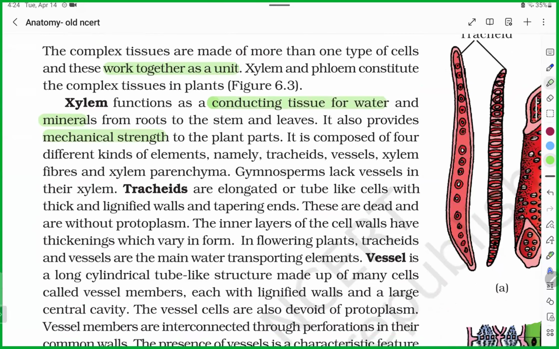In case of gymnosperm, vessels are absent. Let me ask one question from anybody can answer. Why we call angiosperm as angiosperm? What is the reason?